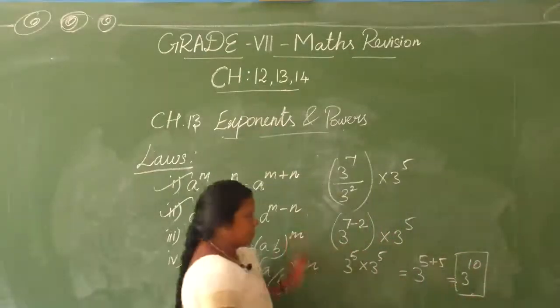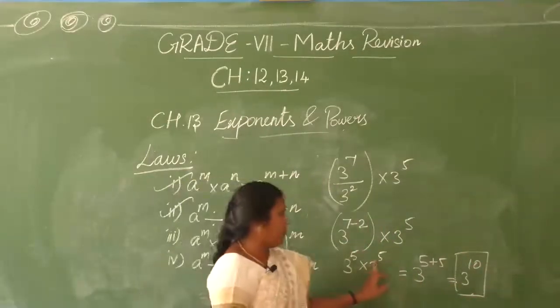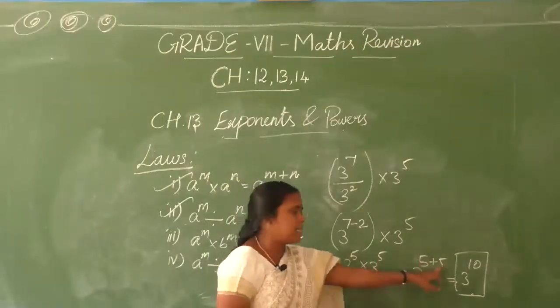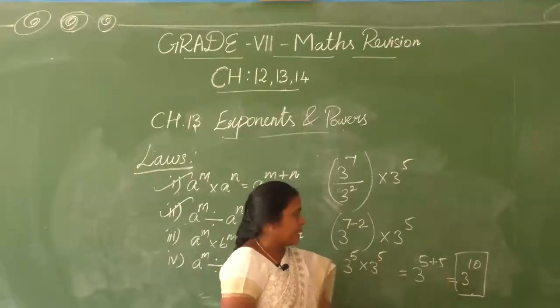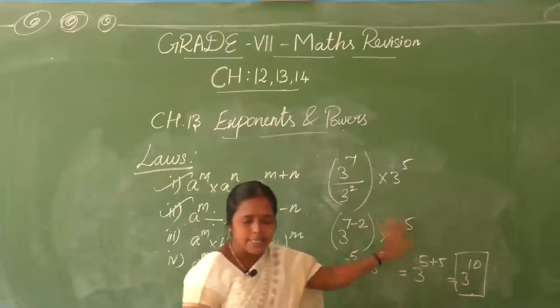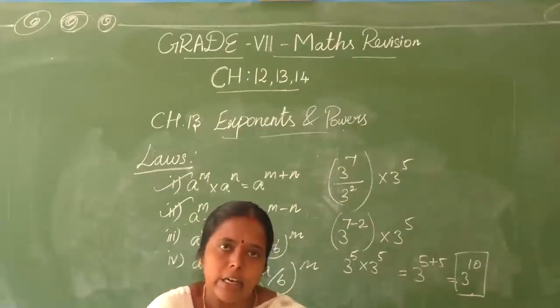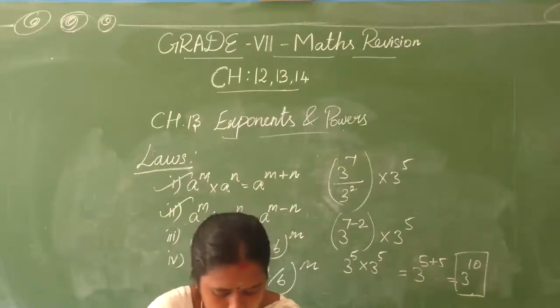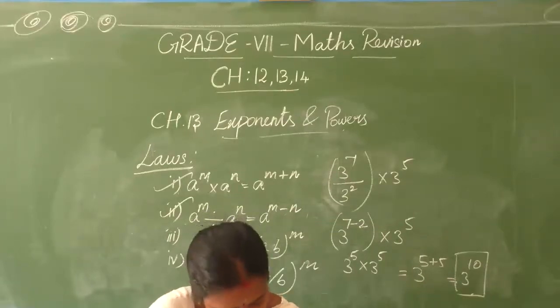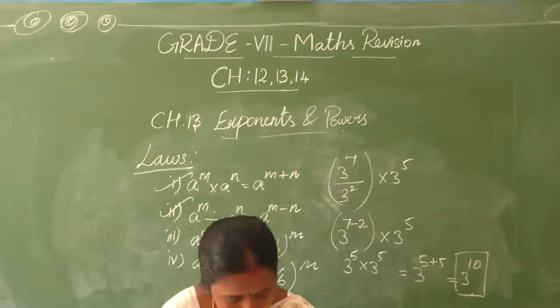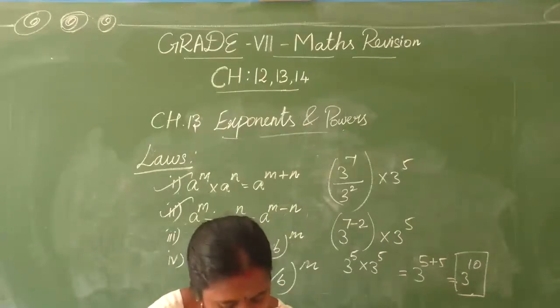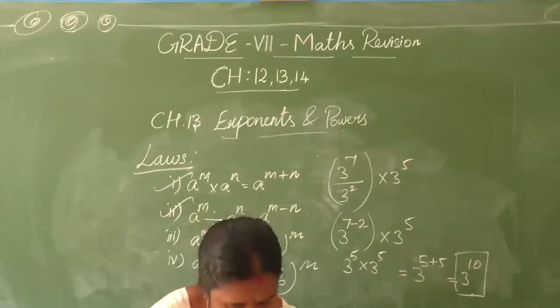This is my answer. 3 power 5 into 3 power 5 is equal to 3 power 5 plus 5, is equal to 3 power 10. Exponential form I got it. That's all. So it is an easy topic only. Carefully you have to select the law, simplify, and write the answer in exponential form. Okay, then try the remaining sums using laws in this way.